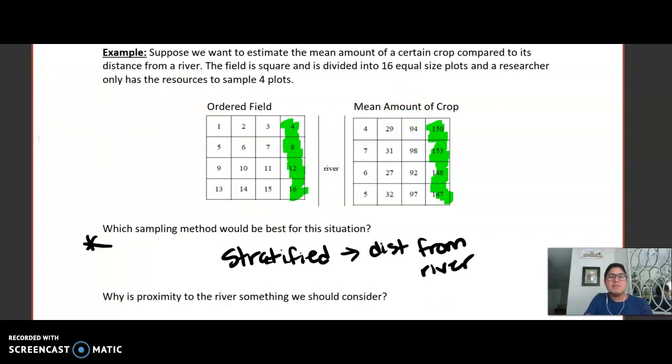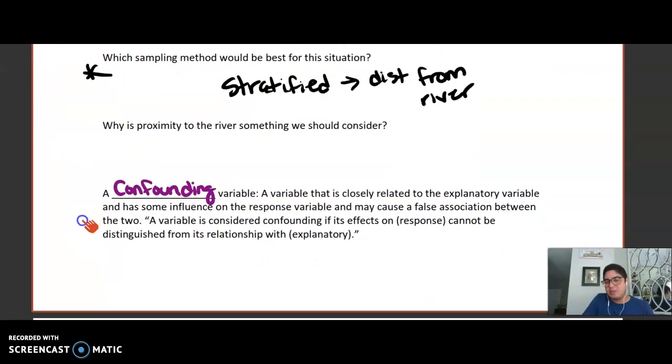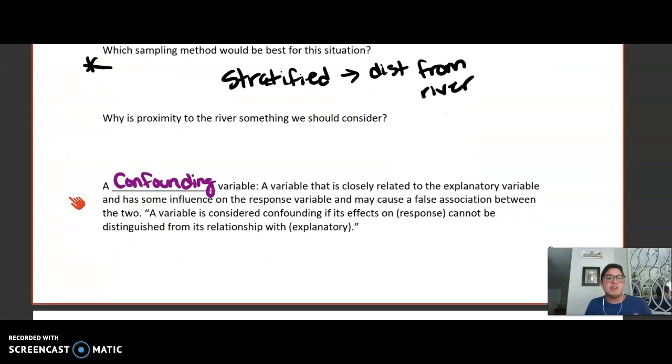So the proximity to the river is a special type of variable that we call a confounding variable. A confounding variable is a variable that is closely related to the explanatory variable and has some influence on the response variable and may cause a false association between the two. And there's a sentence stem there.